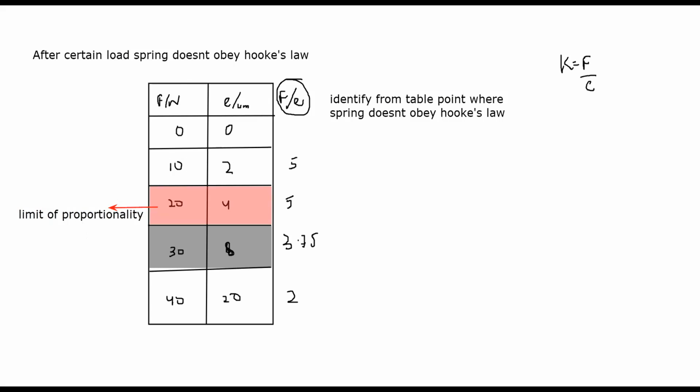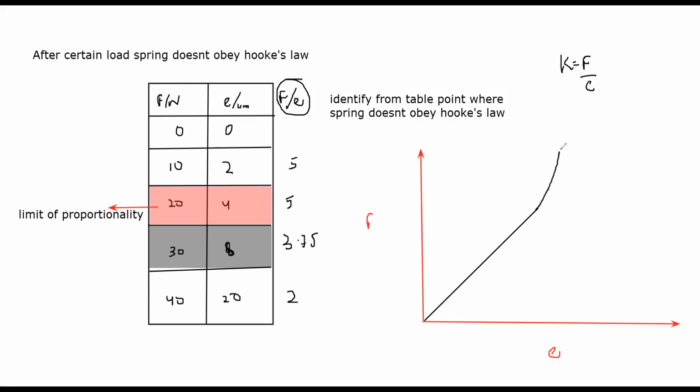From the graph, how can we identify? If there is force and extension, with force on the y-axis and extension on the x-axis, then when the spring is obeying Hooke's law, it will be a straight line. And after that, it will become a curve. So the last point where the line is straight is known as the limit of proportionality.